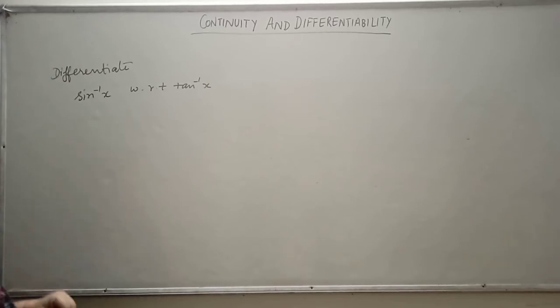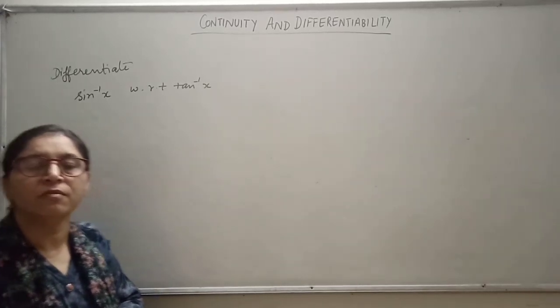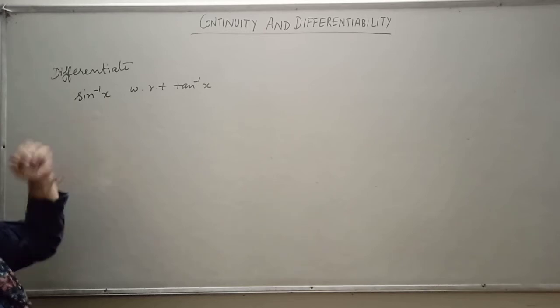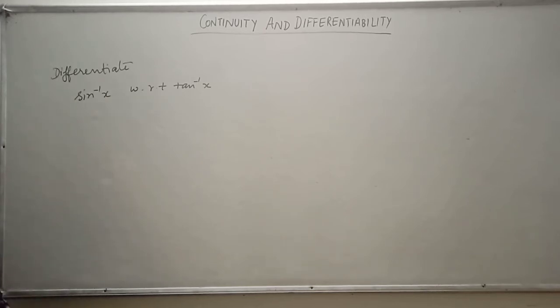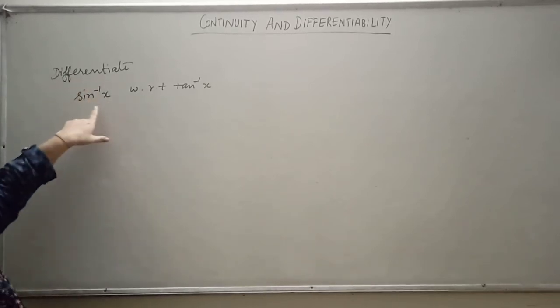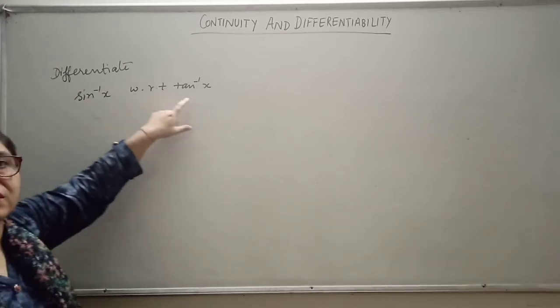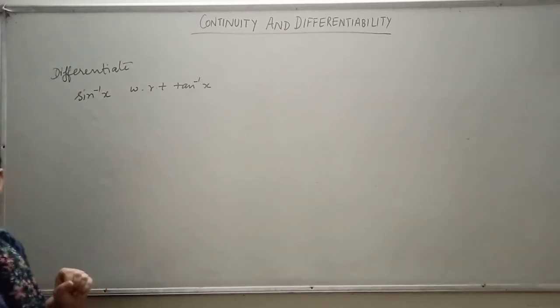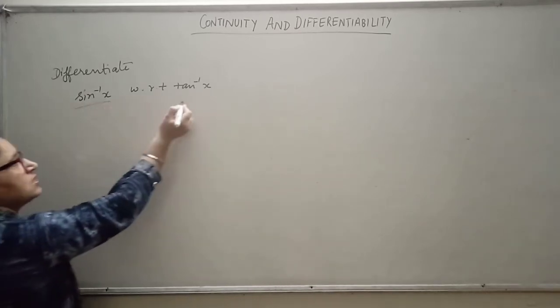Understood? This type of question is the parametric form. Questions may be asked in this type also. In this question, it is written: differentiate sin inverse x with respect to tan inverse x. Then how will we do it? This is also parametric form. We will write this as x, this also as x.